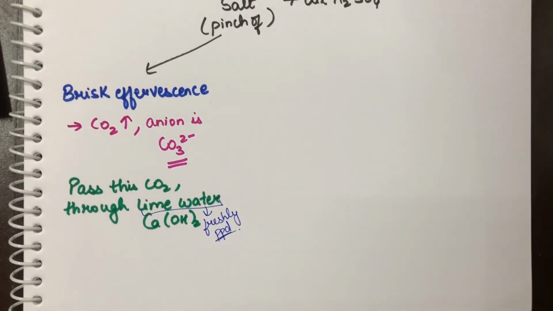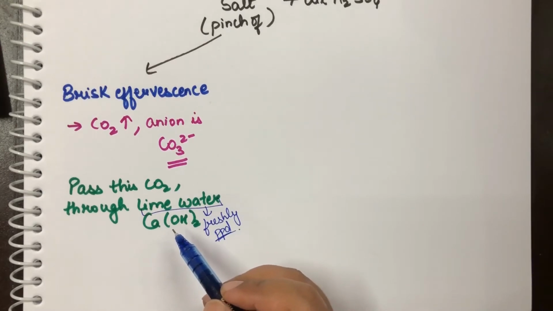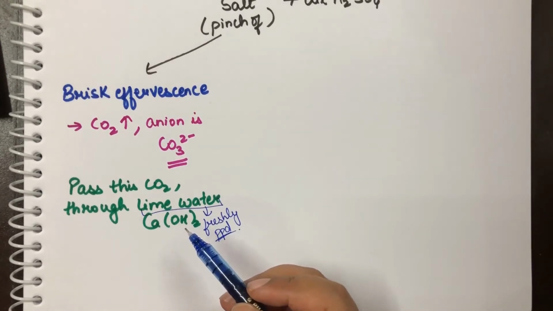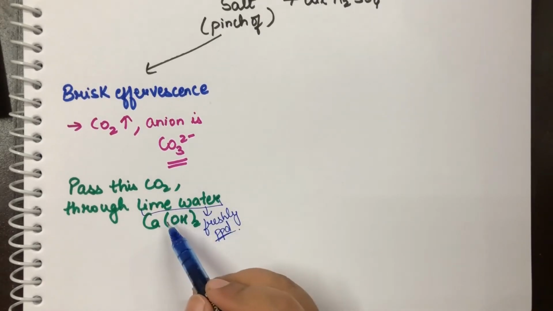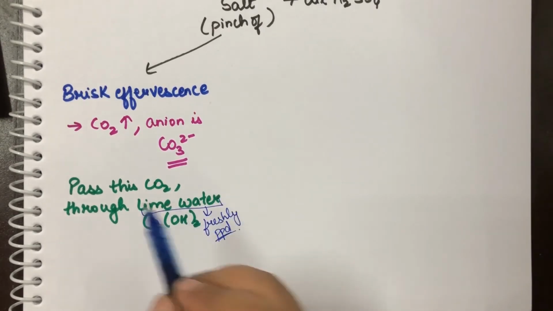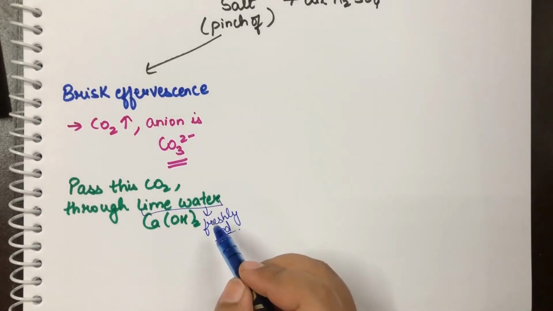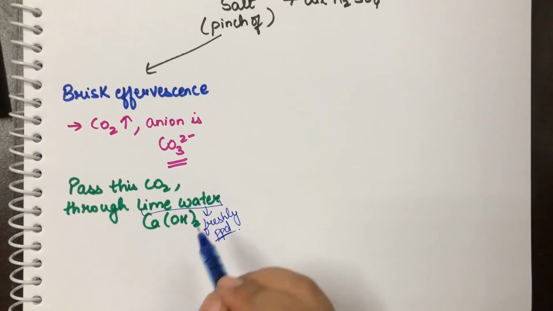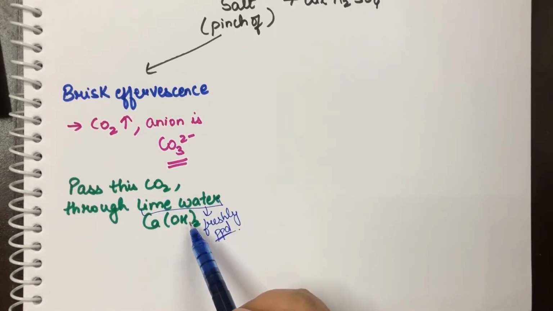Now why should it be freshly prepared? Because we know calcium hydroxide will absorb carbon dioxide from the atmosphere also. If it is kept for long, or if it was made quite before you started with your experiment, it would have absorbed from the atmosphere, and it might already be milky before you even add your gas into this. So just to avoid any confusion, you will prepare the solution freshly and then pass this carbon dioxide through the solution.